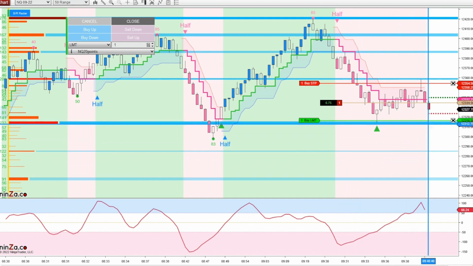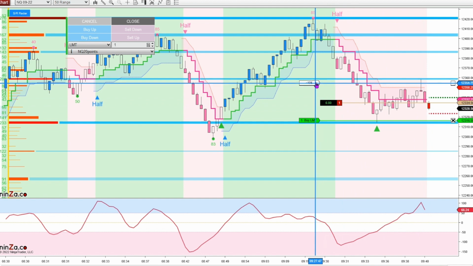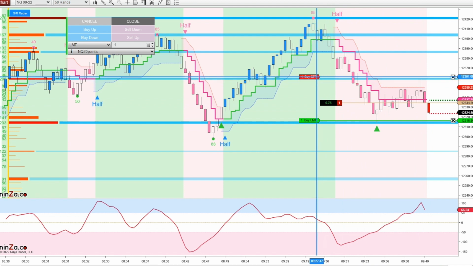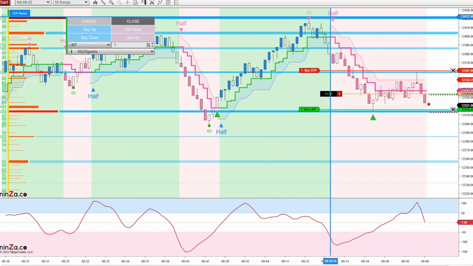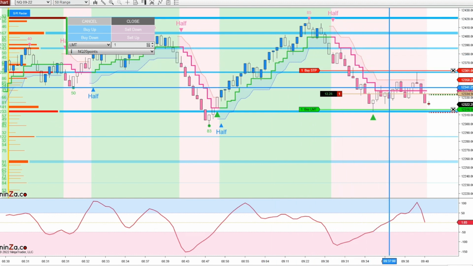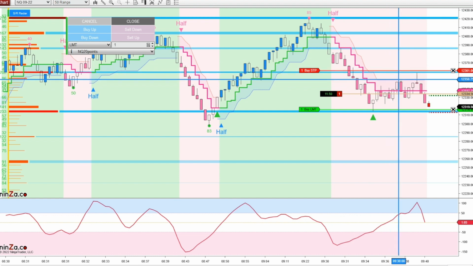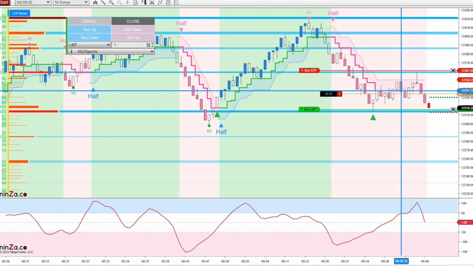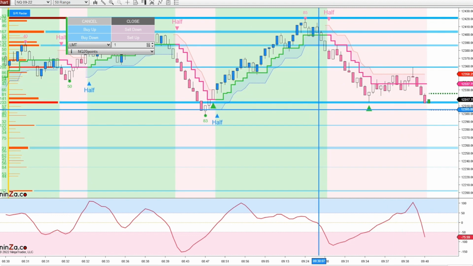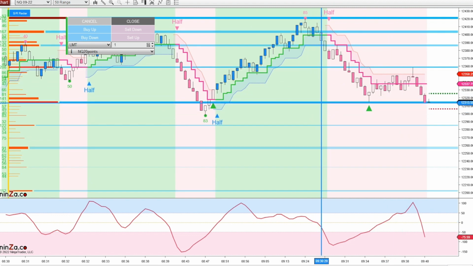I'm going to target this support and resistance line here. I'm going to stop above this high. But we're still in a downtrend on the Half Trend Pro. We got a solid pink candle that closed below the half trend line, and we're targeting this next area on the support and resistance radar. And that worked out very nicely.